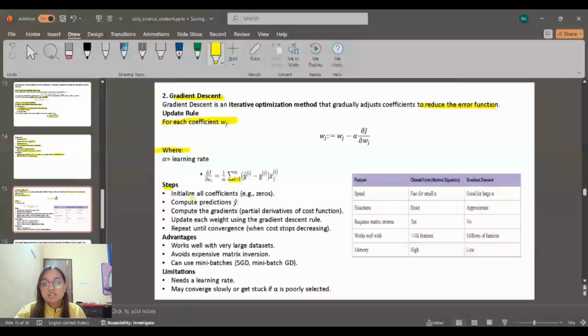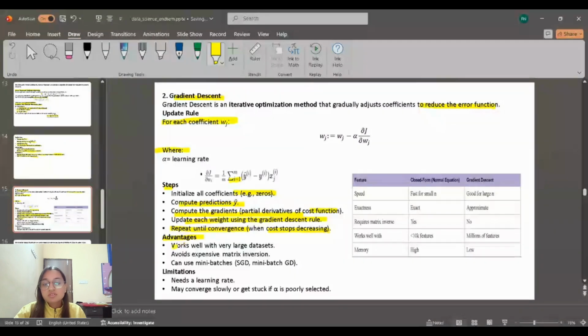Steps are: initialize all coefficients, for example to zeros; compute the prediction ŷ; compute the gradient, the partial derivative of the cost function; update each weight using the gradient descent rule; repeat until convergence, when the cost stops decreasing.